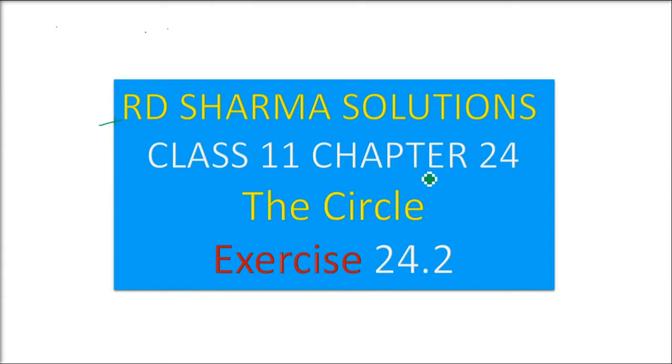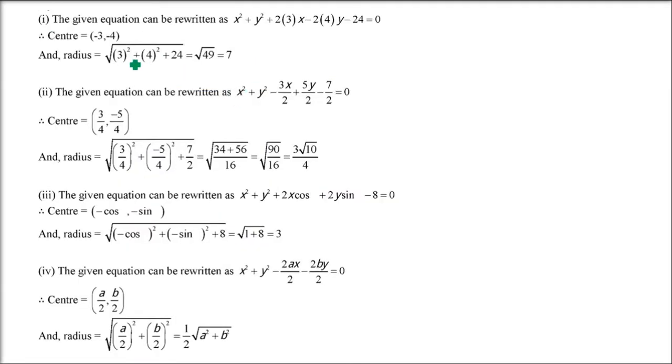This is R.D. Sharma solution, class 11, chapter 24, the circle. Exercise is 24.2. This is the first question. Find the coordinates of the center and radius of each of the following circles. So there are four parts here.